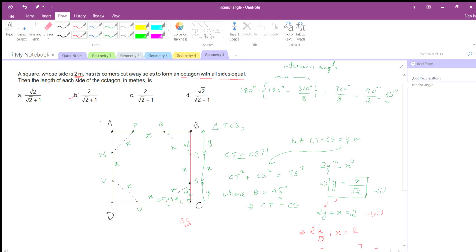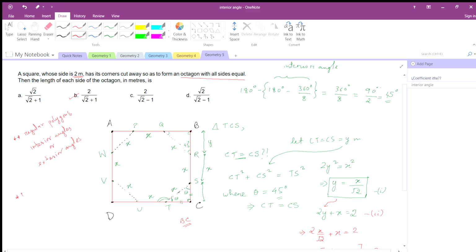I hope you guys have understood the solution here. A couple of things that you should know to solve this: you need to understand the properties of regular polygons, basically how to find the interior angles and how to find the exterior angles of a regular polygon.